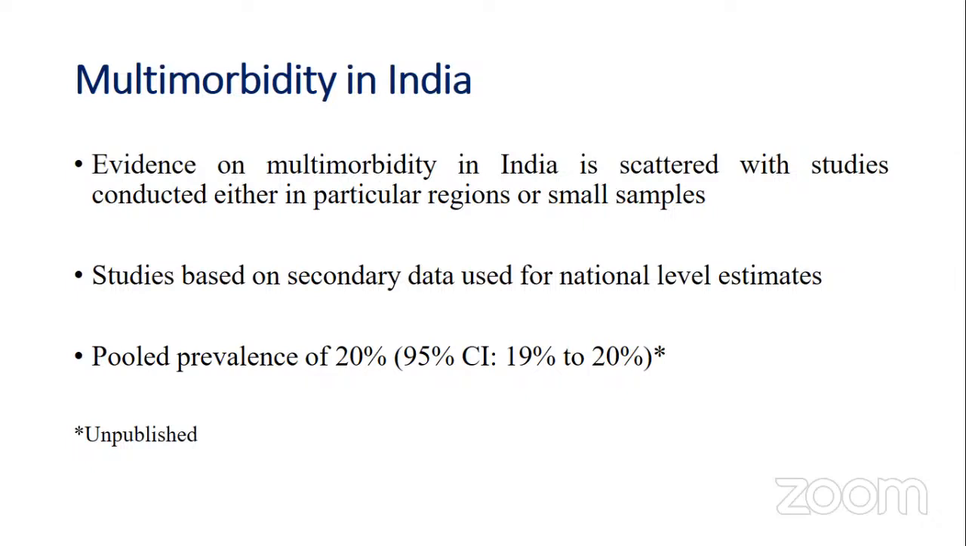Based on one of my own systematic reviews and meta-analyses, the pooled prevalence of multimorbidity in India is around 20%, but it is unpublished data. We have already gone through a series of revisions in the Journal of Multimorbidity and Comorbidity, and it is now at the stage of minor revision, so most probably it will be published.